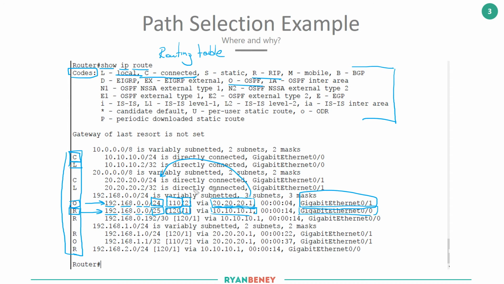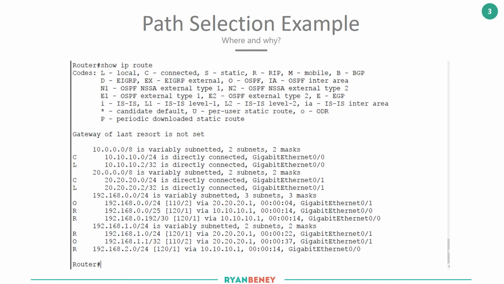So what I want to do is talk about why some of these routes are preferred and what we would need to do in order to change the routing selection. So let's go over then why a particular path may be preferred over another. Let's give ourselves a destination of 192.168.0.10, and then let's have a think, if we were the router, what path would we take and why?